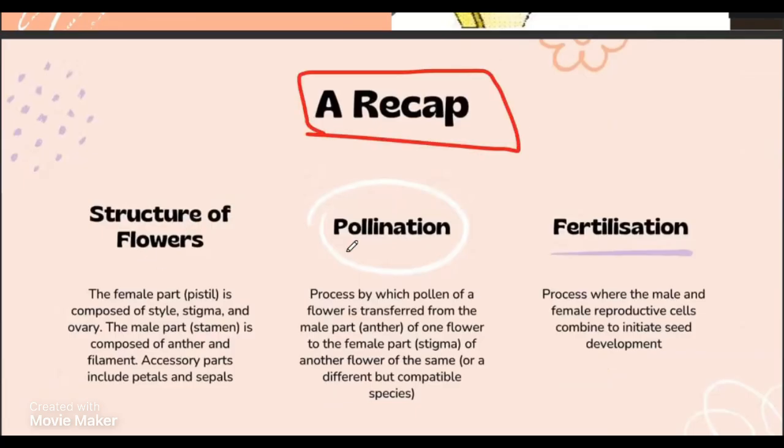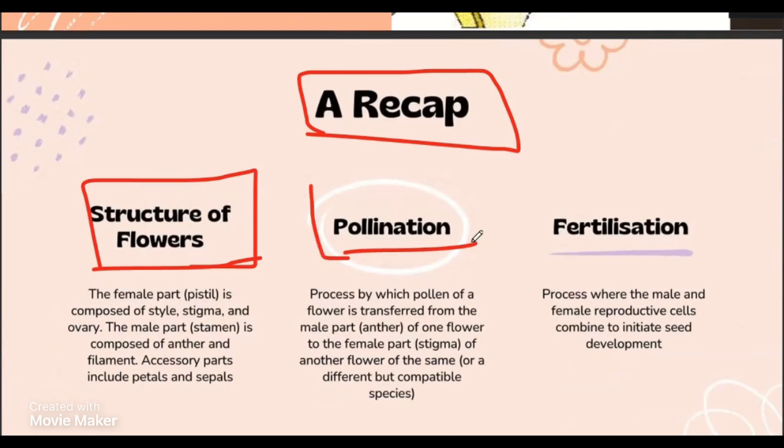This is the structure of flower we have studied, and after that what pollination is. When there is sexual reproduction, the first process is pollination. After that fertilization takes place. After that growing of the embryo takes place.